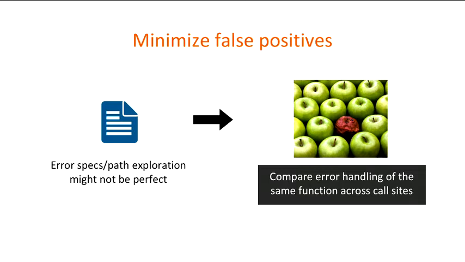To do that, we compare across the call sites of the same test function. That lets us find inconsistencies in error handling, and that's how we prioritize them for reporting. For example, if the failure of a function is ignored in all the call sites, we do not report them.